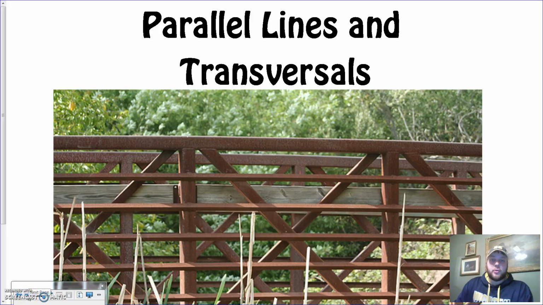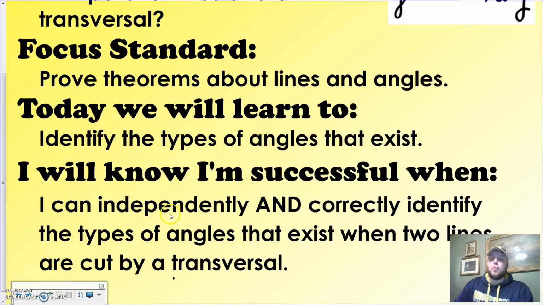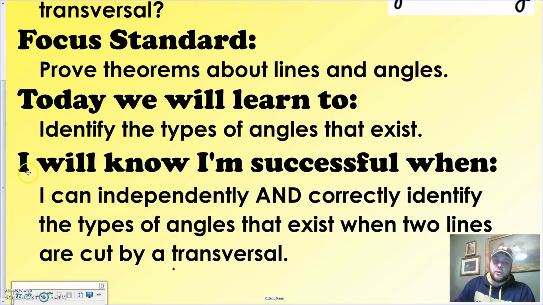We are going to learn what both of those words mean. And so today we will learn how to identify the types of angles that exist. When you walk out of here, you should be able to independently and correctly identify the types of angles that exist when two lines are cut by a what? It's called a transversal. We will talk about that. So by the time you walk out of here today, you better know this stuff.